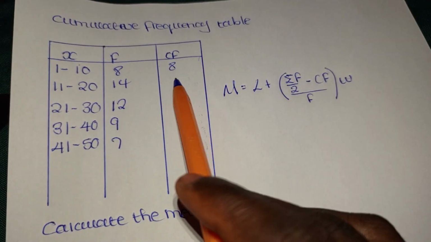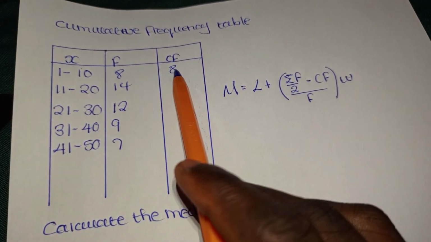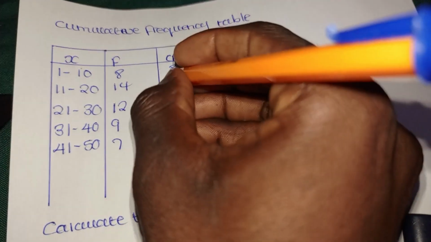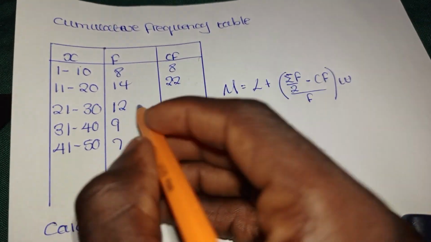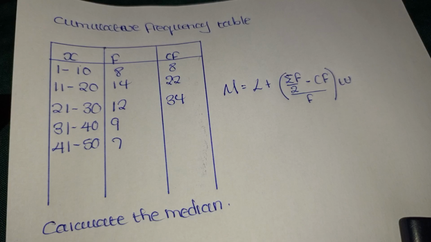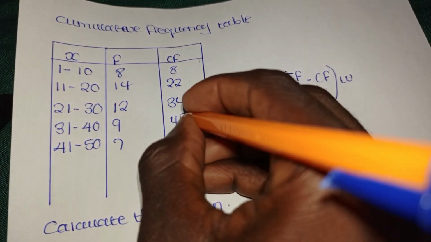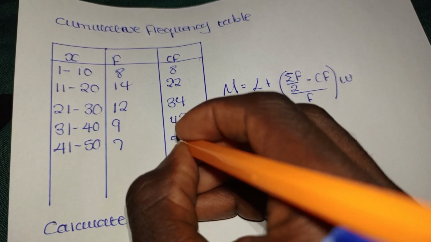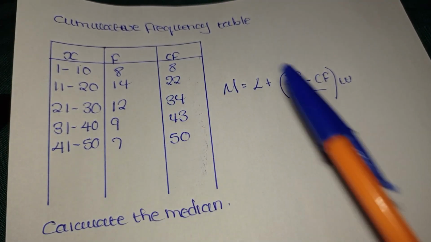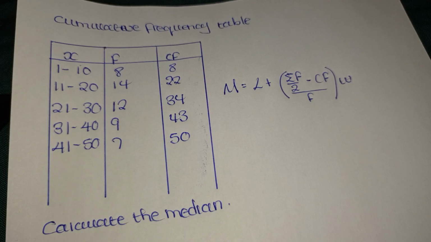The way you fill them up is you add 8 to 14, you get 22, and you add 22 to 12, you get 34, and you add 34 to 9, you get 43, and you add 43 to 7, and you get 50. So that is how you fill up the cumulative frequency column.